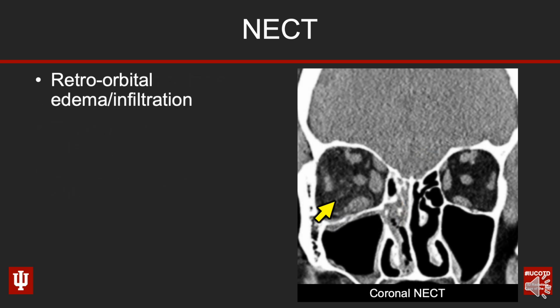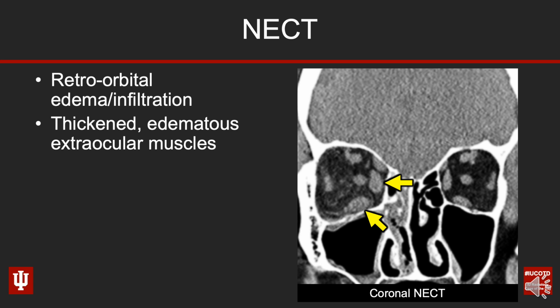As we take a look at our coronal non-contrast CT image, we can see that retroorbital edema or inflammation right where that yellow arrow is pointing. If you compare it to the contralateral or left-sided retroorbital fat, the left side is nice and jet black. On the right, it's kind of misty and strandy, and that's really worrisome in this patient.